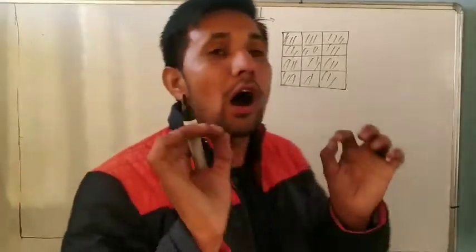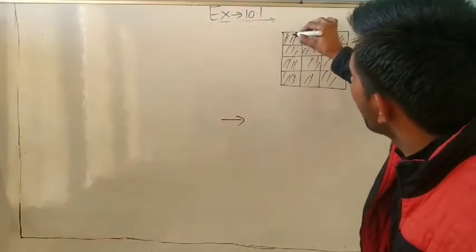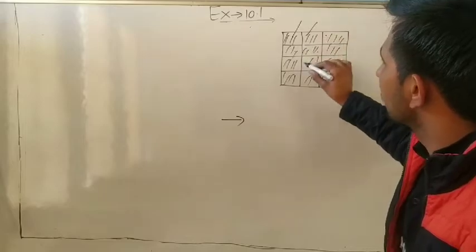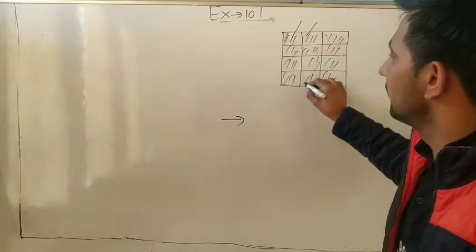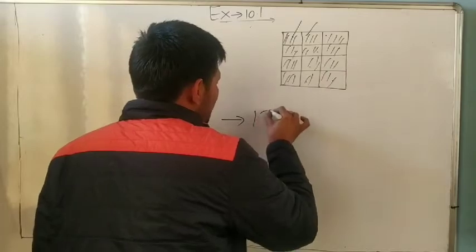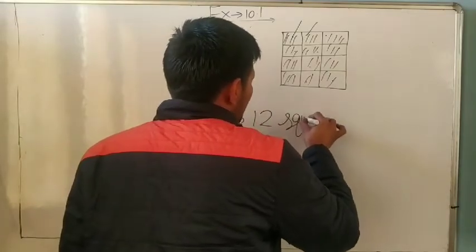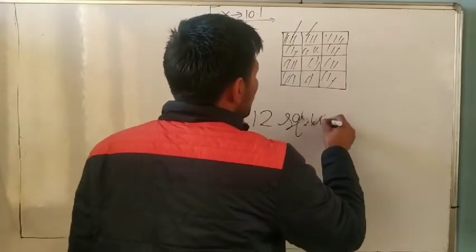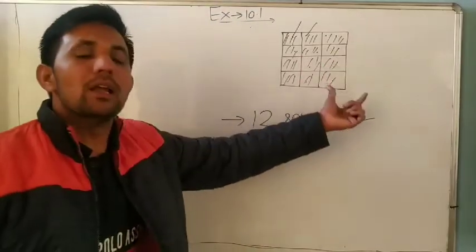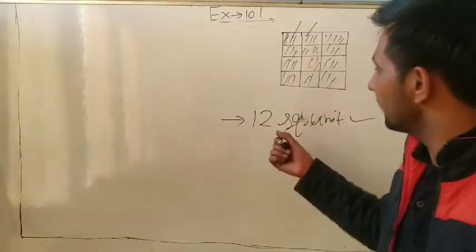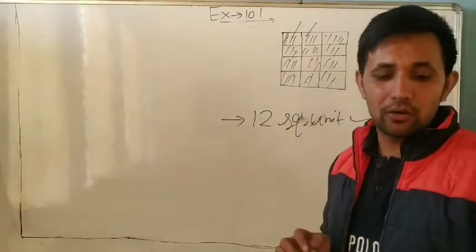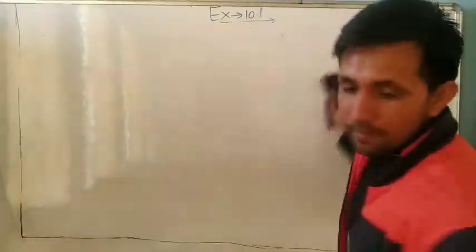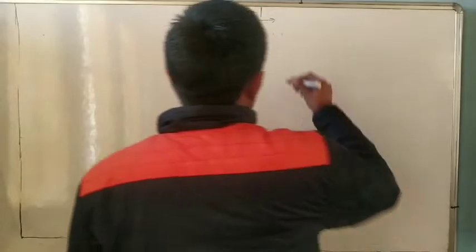We will count how many squares there are. 1, 2, 3, 4, 5, 6, 7, 8, 9, 10, 11, 12. So total area is 12 square, 12 square units you can write. So total area is 12. How many squares? That is the area. So 12 square. Understand or no? Understand it? One more figure. Look at this one. It is a figure.